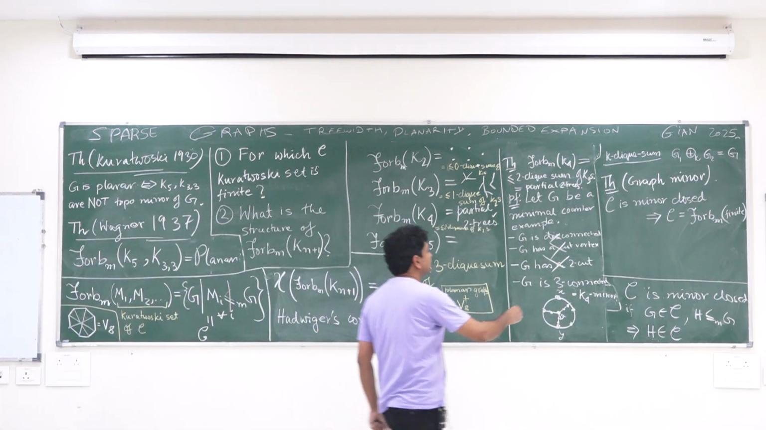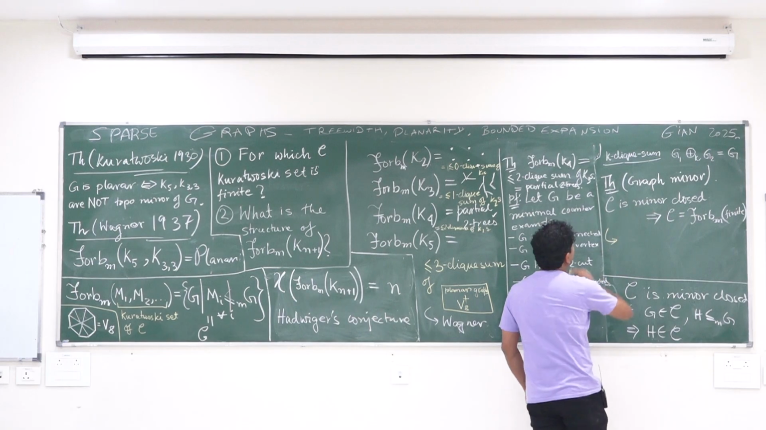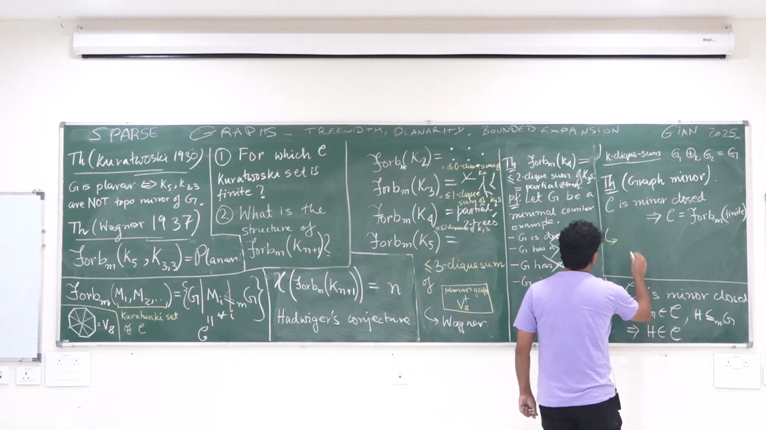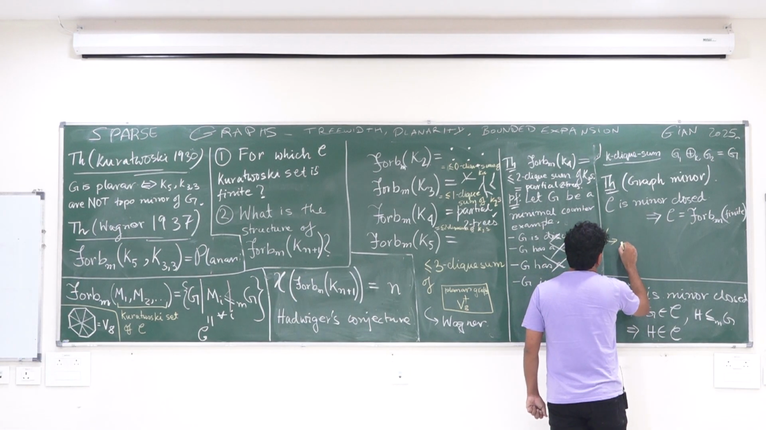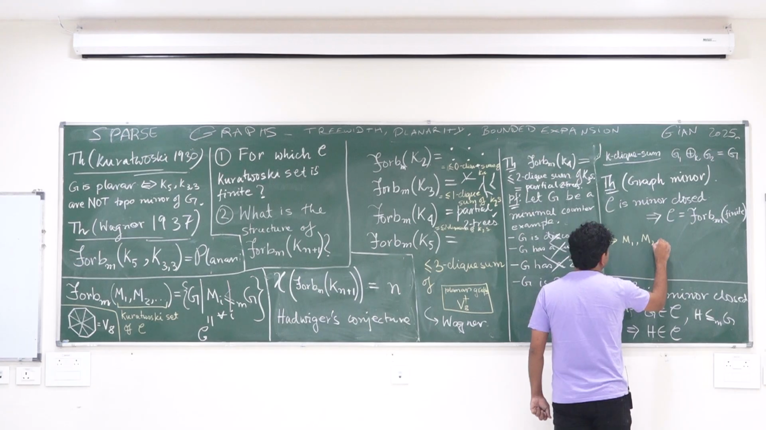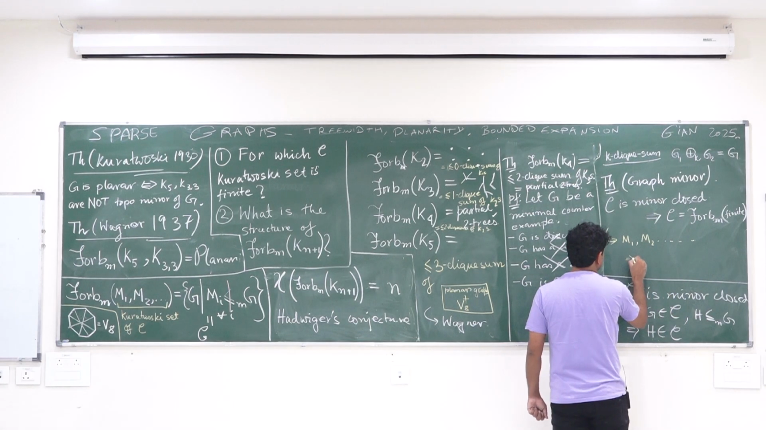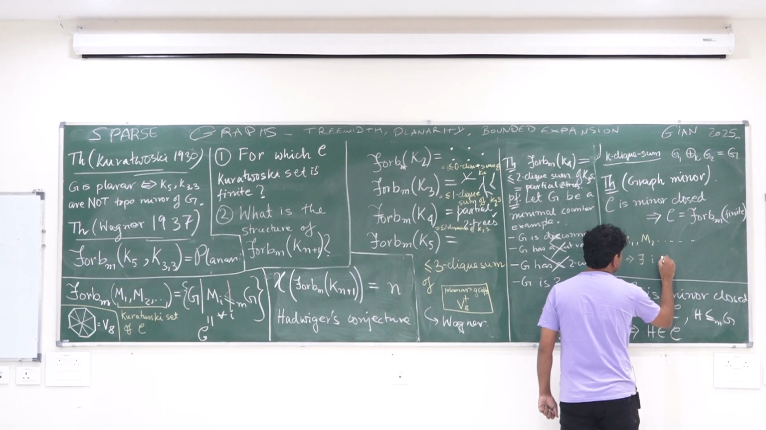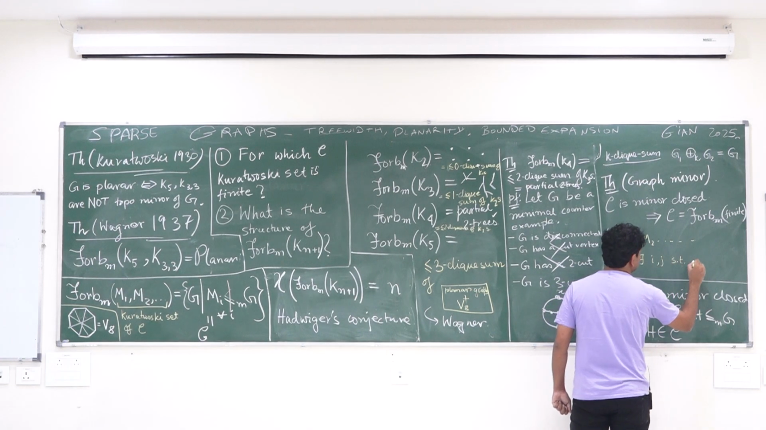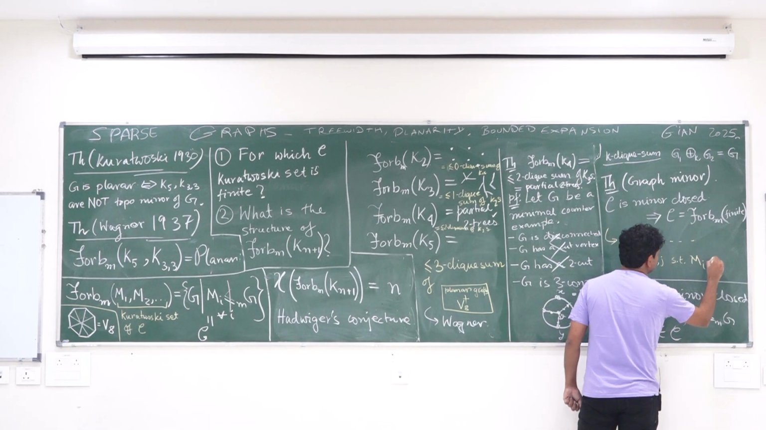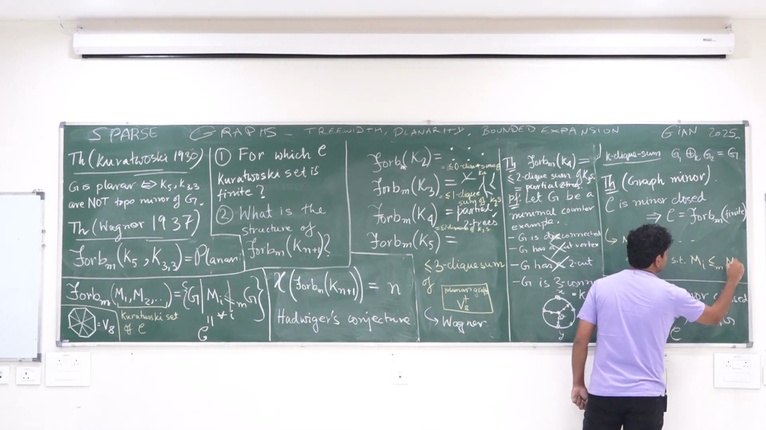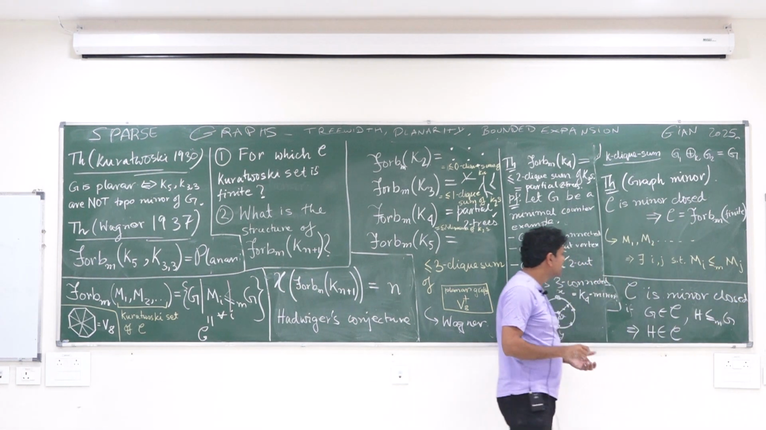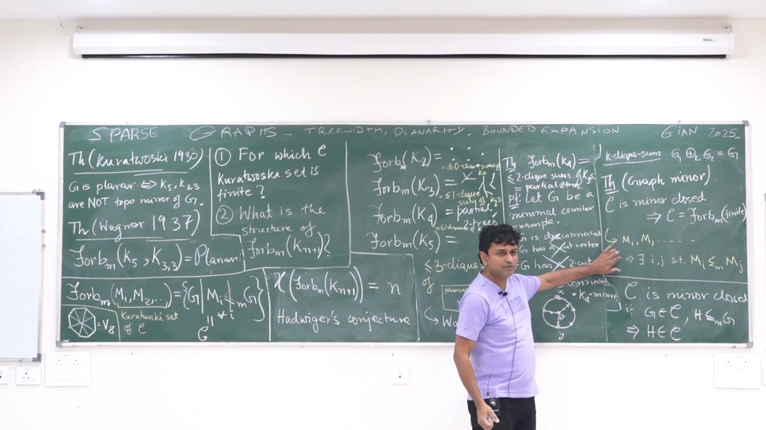It has an equivalent formulation which is more classical. I'm not going into the well quasi ordering, but what I will say is that for any infinite sequence of graphs G1, G2, ..., there exist i and j such that Gi is a minor of Gj. So this is an equivalent formulation.